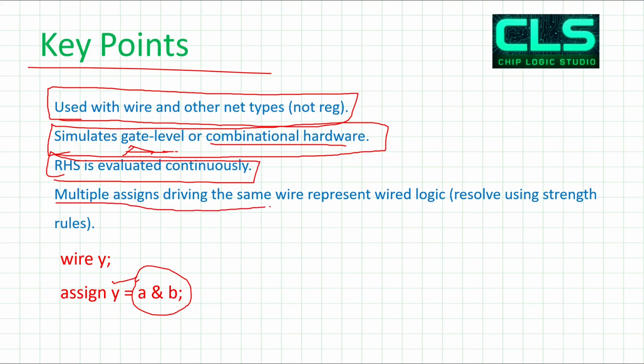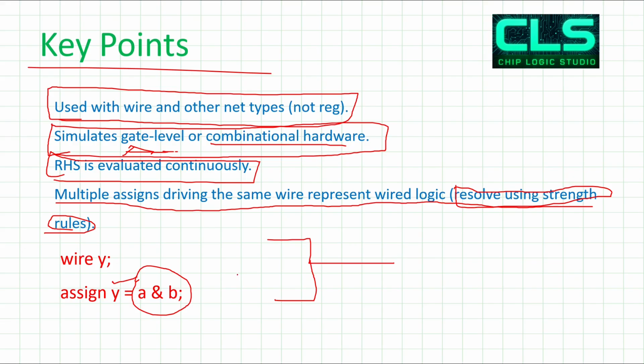Multiple assigns driving the same wire represent wired logic resolved using strength rules. I have created a short video for resolving strength, but in coming videos I will also explain the strength. So the point is, if there are multiple wires like A and B, and they are continuously assigning to a single wire, then the output is dependent on the strength of A or B.